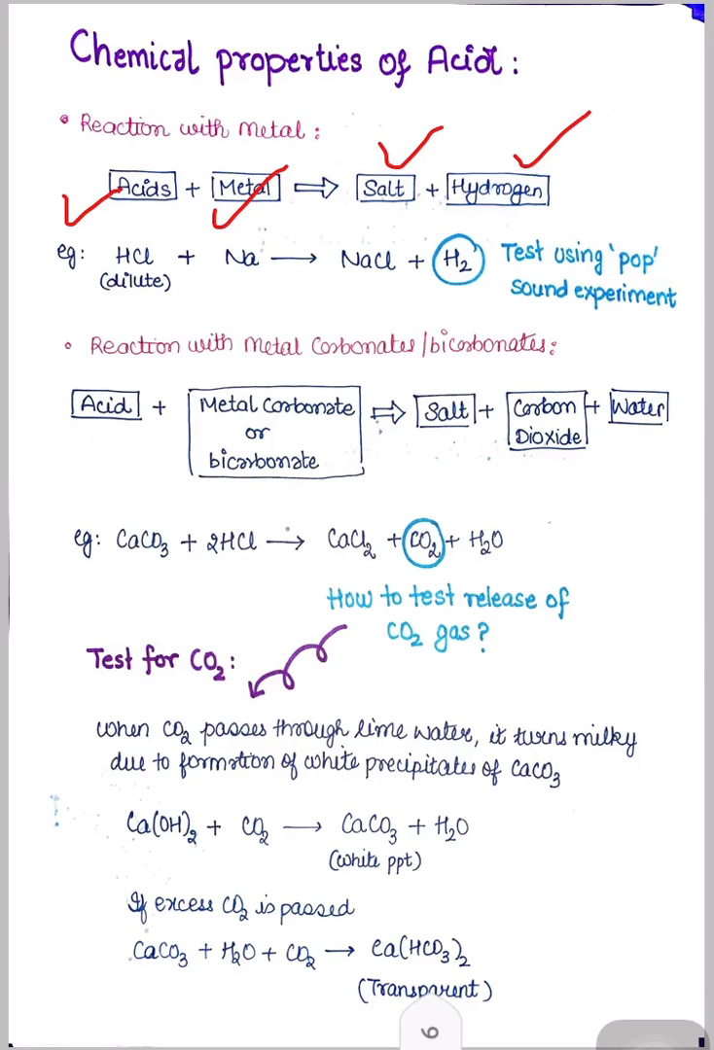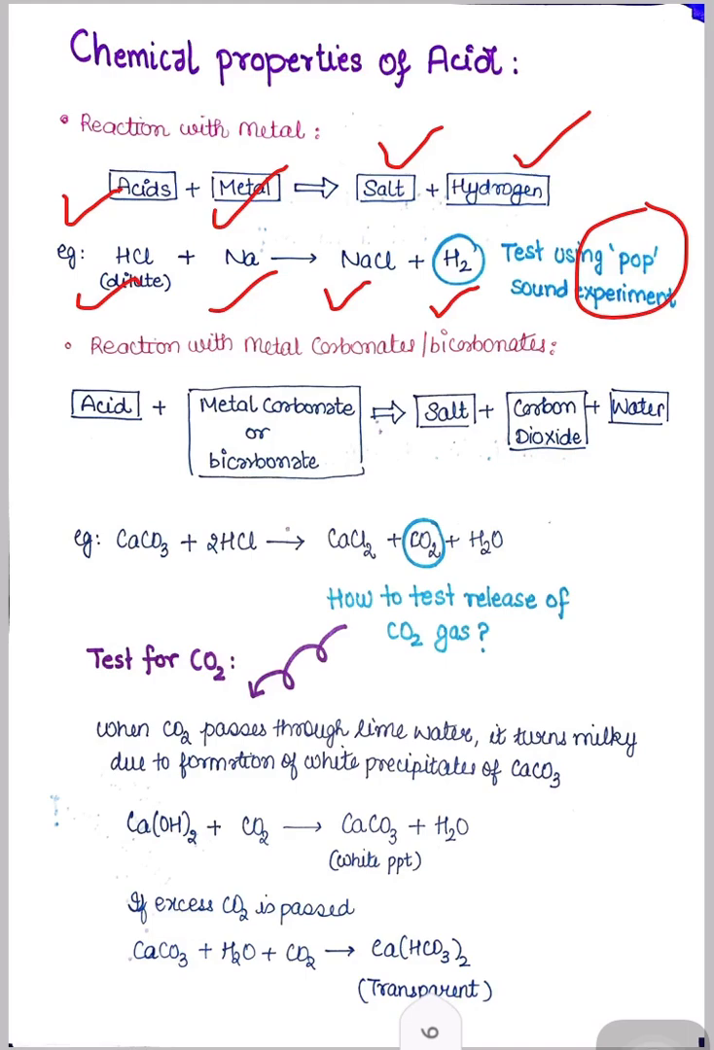Taking a simple example, the acid is dilute HCl and the metal is sodium. Whenever sodium reacts with HCl, it gives rise to NaCl and hydrogen gas. For detecting hydrogen gas, there is a simple test called the pop sound experiment. When performing this reaction in a test tube, take a burning splinter near the mouth of the test tube, and you will hear a pop sound. From that pop sound, we can determine that hydrogen gas is being produced. So whenever any metal reacts with acid, hydrogen gas is produced.